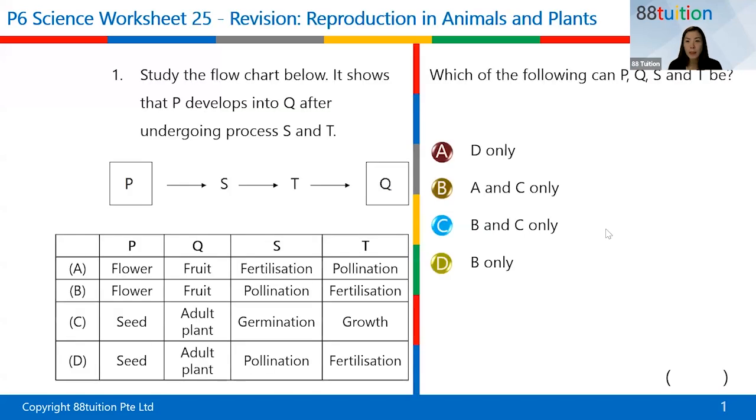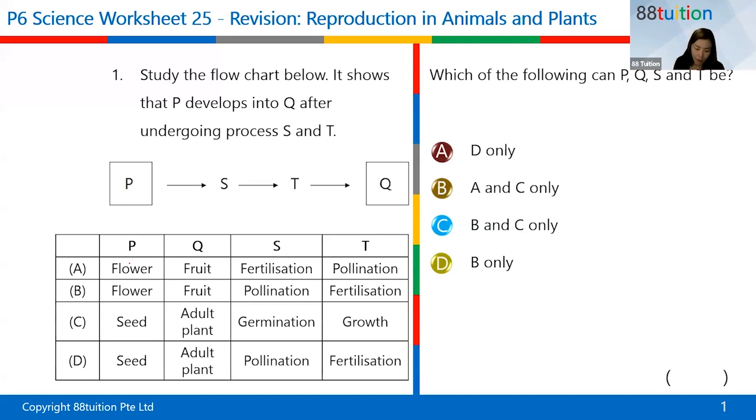So for this particular topic, it shouldn't be a big issue. I can also look at your answers over here. I can see your MCQ answers. Question 1: study the flow chart below. It shows that P develops into Q after undergoing process S and T. So you're supposed to identify P, Q and then S and T.